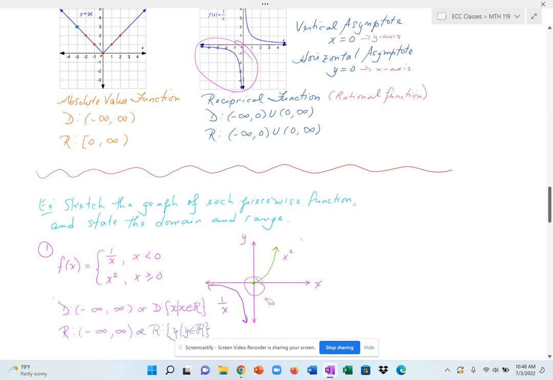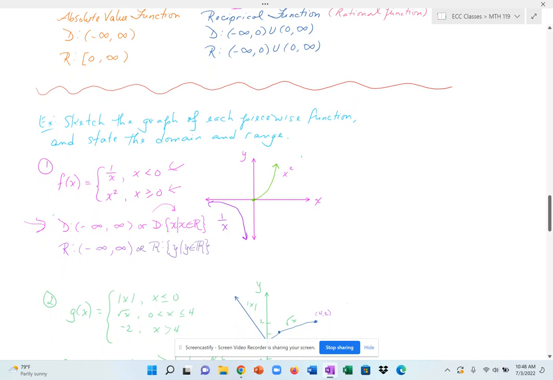So now that we have the graph, we can answer this next part, which is: what is the domain and range? So the domain is going to be all real numbers. This part are all negative numbers, and this part is all positive numbers, including 0. So there's nothing missing. So that's how we express it with interval notation. And the second part, this is how we express it with set builder notation. It's the set of all x such that x is an element of the real numbers.